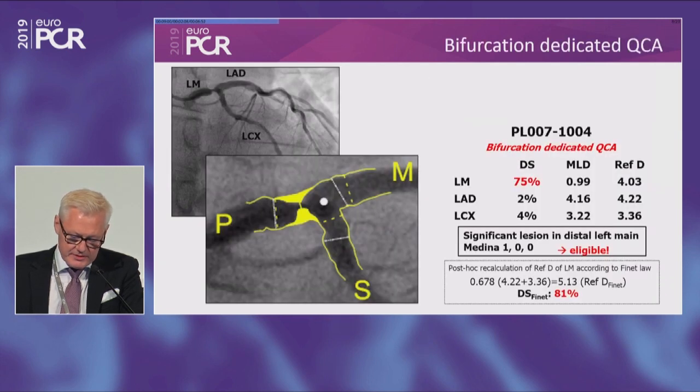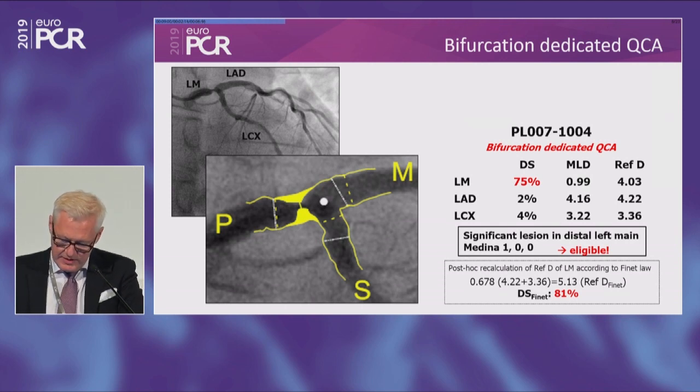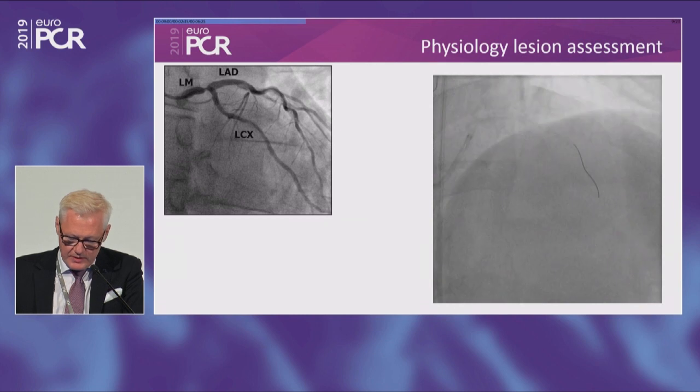The routine practice in this trial is to check the angiography by the core lab with bifurcation dedicated QCA software, which confirmed significant narrowing on the distal left main, and the Medina classification for this particular left main stenosis was 1-0-0, so ideal patient for provisional stenting strategy.